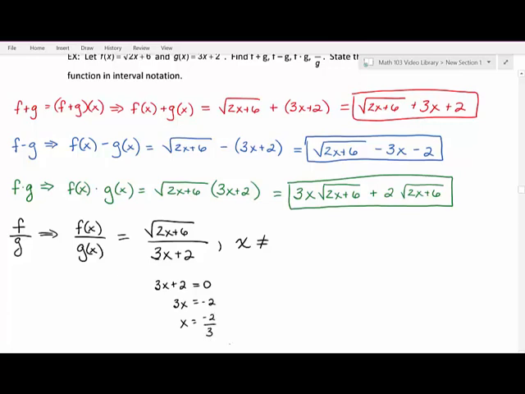When x is negative 2/3, it creates a 0 in the denominator, so we need to state that x cannot be equal to negative 2/3. So there's our quotient function. Now we're ready to talk about domains.